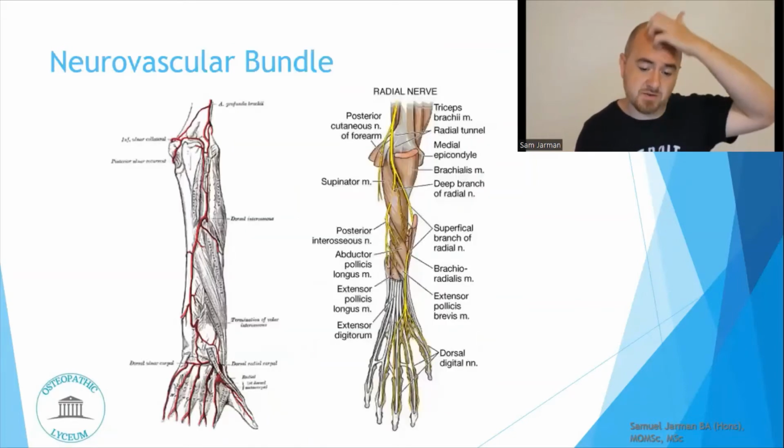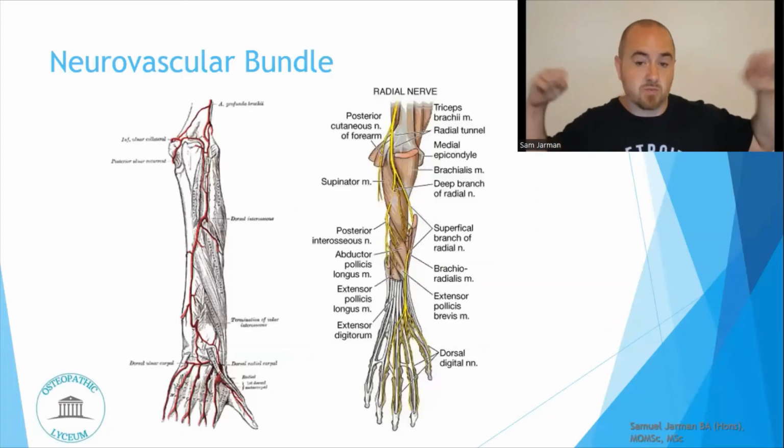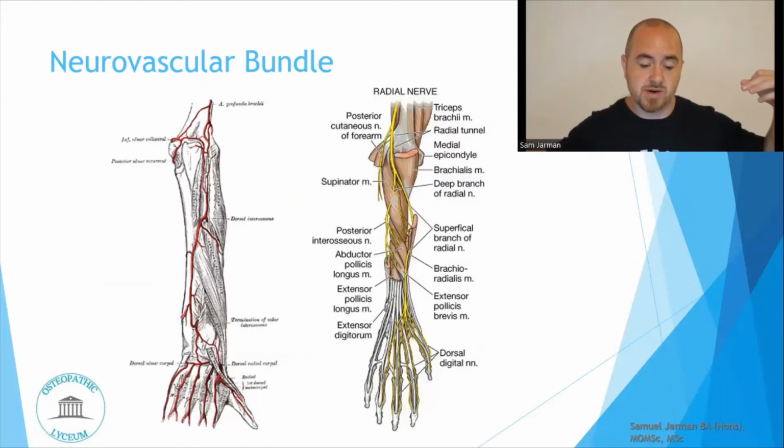Now, the neurovascular bundle, essentially what you're looking at is the radial nerve, or as a branch, the posterior interosseous nerve.